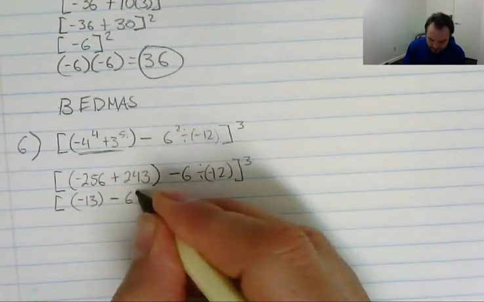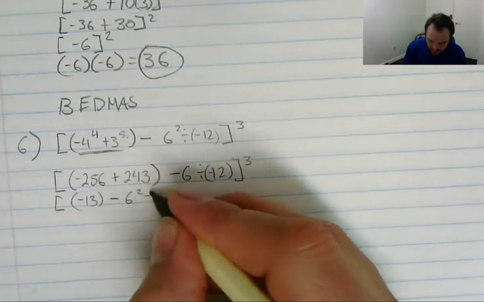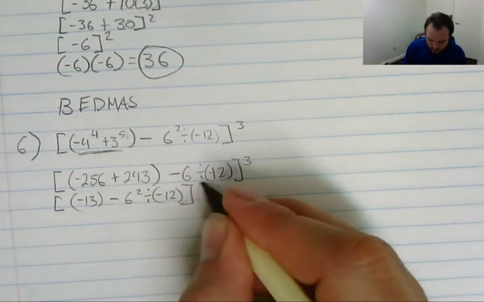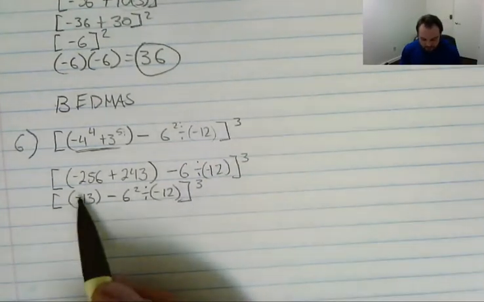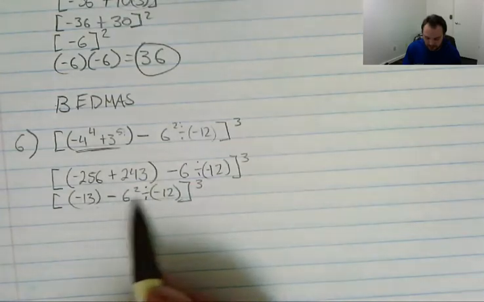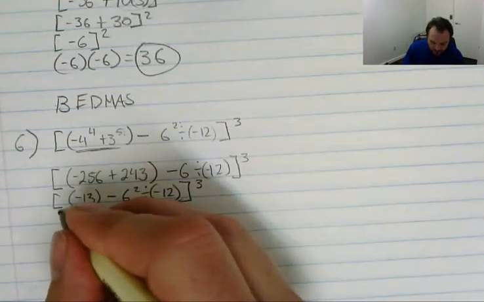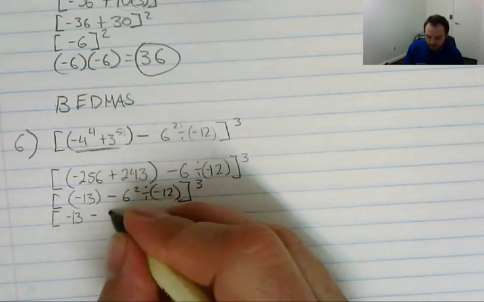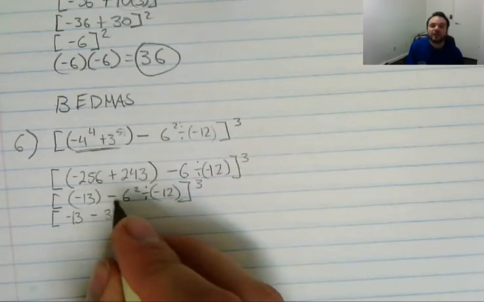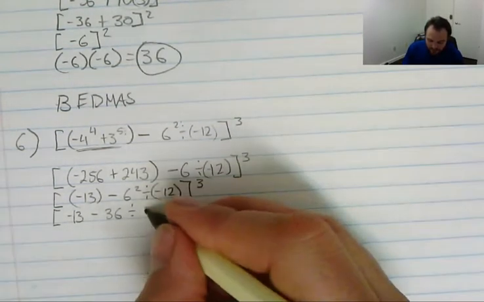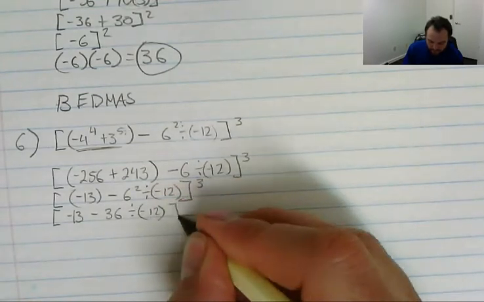Now we want to minus 6 squared, and we have to divide by negative 12. And then we're going to cube this all. Okay, so negative 13, good. What's left? Oh, we have an exponent. There is an exponent there. We have to do that exponent. So, once again in brackets, negative 13 minus 6 squared is going to be 36. This negative here is not being squared, so we don't turn it to a positive because there's no brackets around that negative with the 6. And then we're going to divide it by negative 12. And then that's going to give me 3.